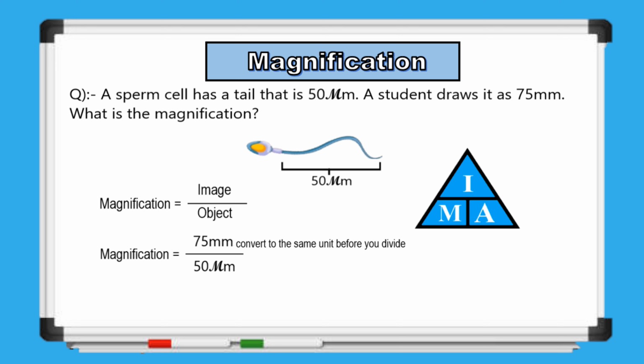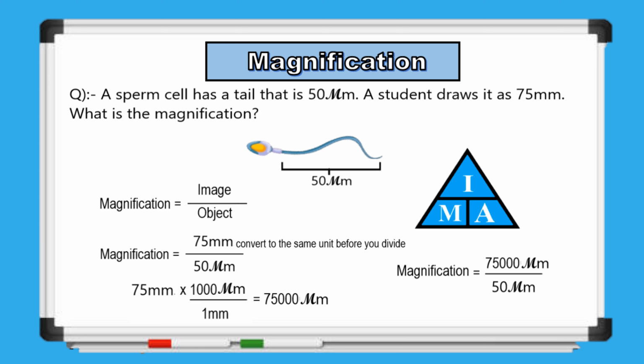Since the image size is in millimeters and the actual size is in micrometers, we must convert both measurements to the same unit, which will be micrometers. To convert millimeters to micrometers, we use the fact that 1 millimeter is equal to 1000 micrometers. Therefore, to convert 75 millimeters to micrometers, we multiply 75 by 1000. The result is that the drawing size is now 75,000 micrometers. Now both measurements are in the same units.